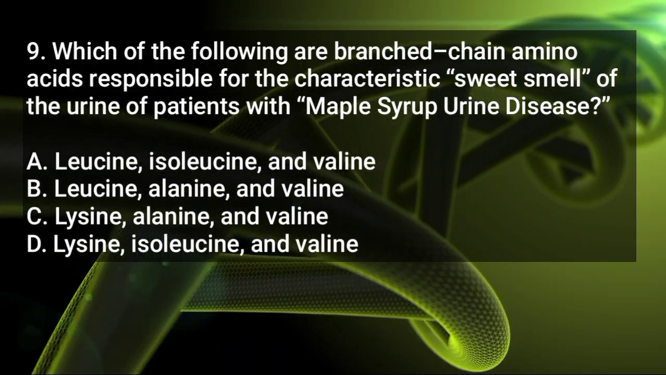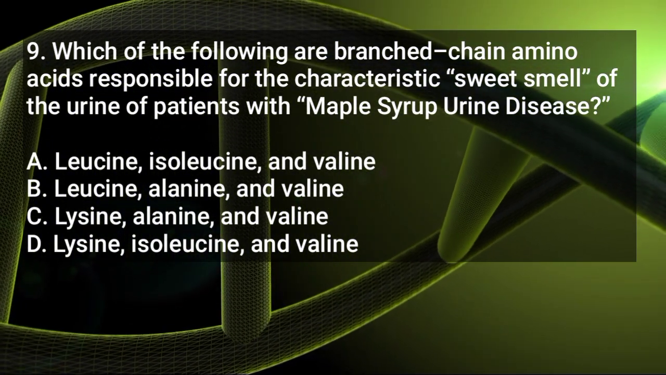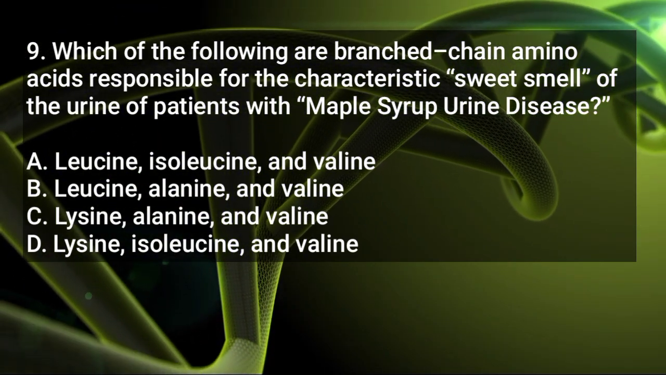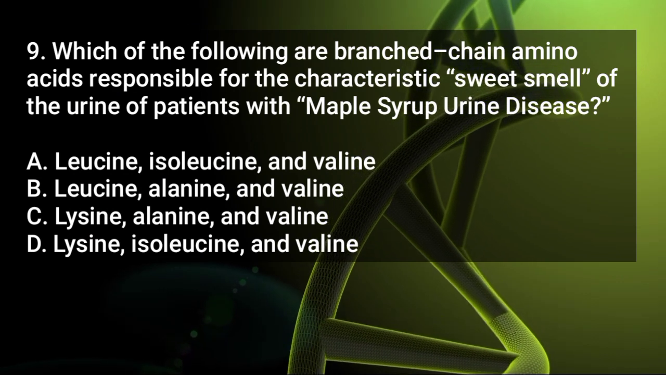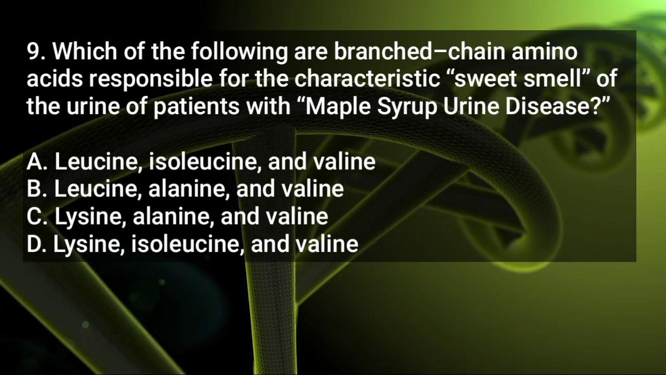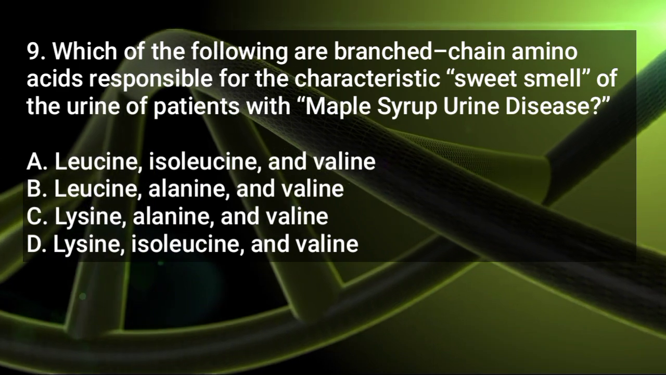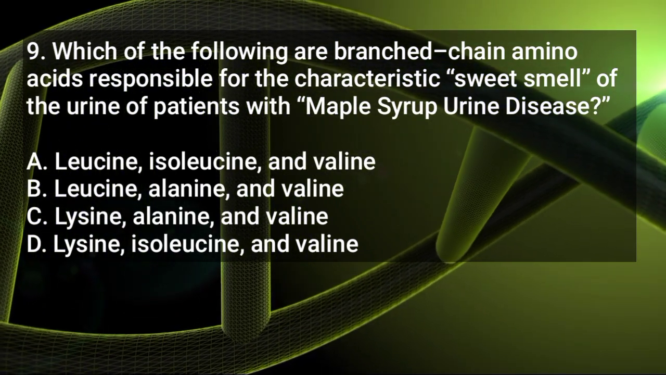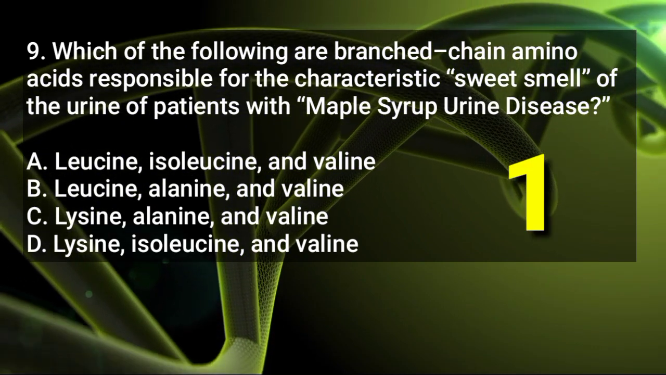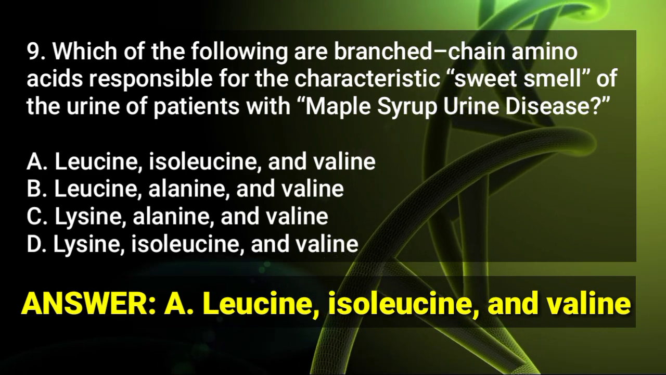Question number 9. Which of the following are branched-chain amino acids responsible for the characteristic, sweet smell of the urine of patients with maple syrup urine disease? A. Leucine, isoleucine, and valine. B. Leucine, alanine, and valine. C. Lysine, alanine, and valine. D. Lysine, isoleucine, and valine. Answer: A. Leucine, isoleucine, and valine.